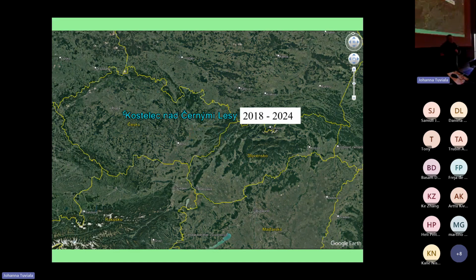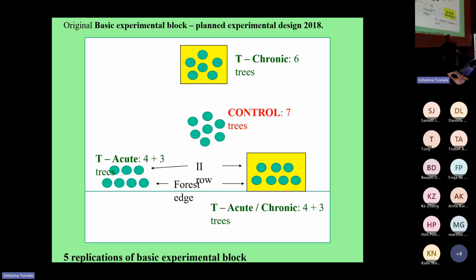This was the basis of our experimental work in Czechia in coastal Černý lesy. It was a long project, and at the beginning we were so ambitious, and we had quite a nice experimental design to test different kinds of stresses in experimental plots. This is our basic experimental block. We wanted to make acute stress on forest edges and chronic stress with roofs, and we wanted to have combinations, and we planned to have 5 replications. This was a starting plan, which was very ambitious, but then we had so many complications.